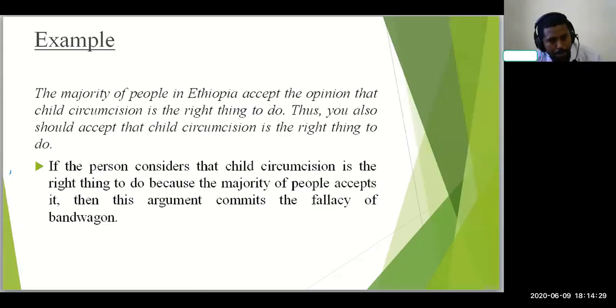The fact may not be that child circumcision is right. It may be wrong, it's wrong. But why? The reason that person accepts it as if it is a right thing might be because of fear of being outcasted or stigmatized. So these kinds of forms of indirect fallacy, that's bandwagon, is committed in this way.